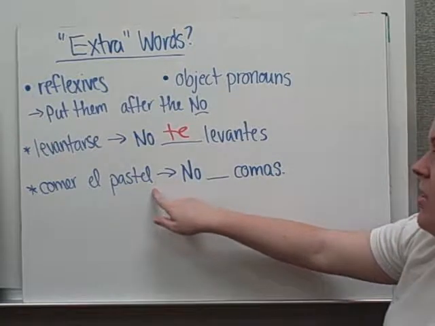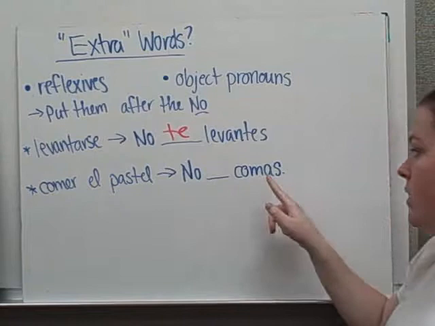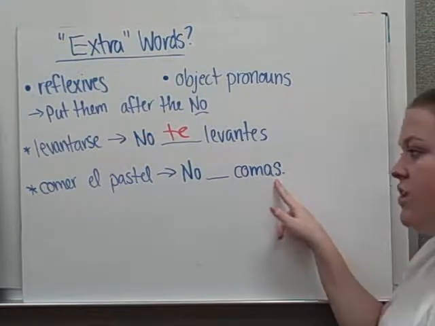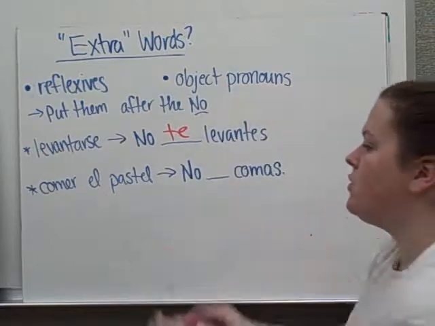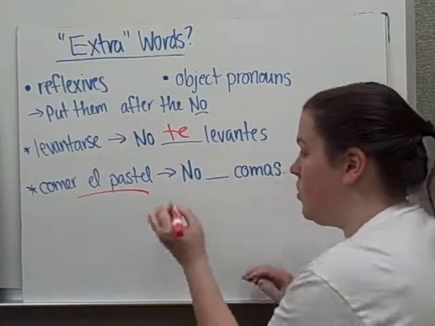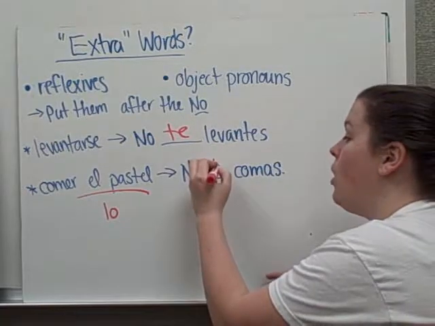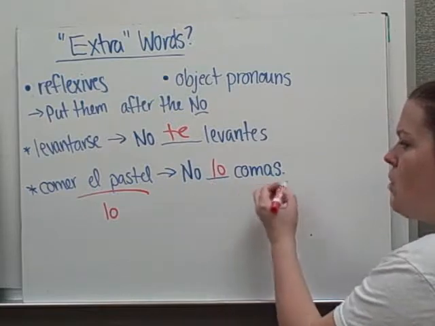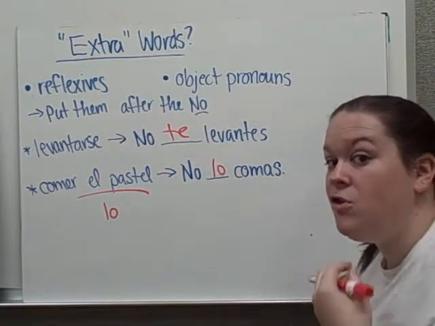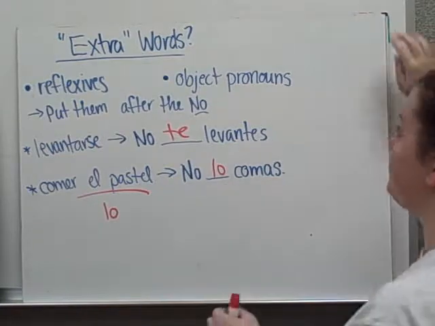Comer el pastel. So eat the cake. Now we're going to say don't eat the cake. We need a no. ES switches to AS. And here we don't have a reflexive, we have an object pronoun. So el pastel, don't eat it, lo. So no lo comas. And you can still say no comas el pastel if you want, but if you want to use a direct object pronoun, it goes after the no.